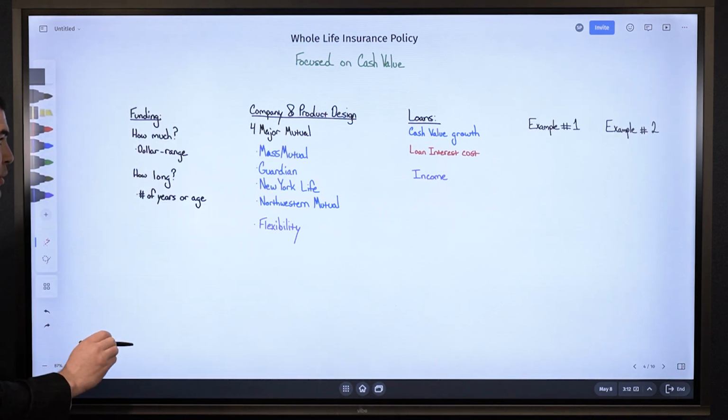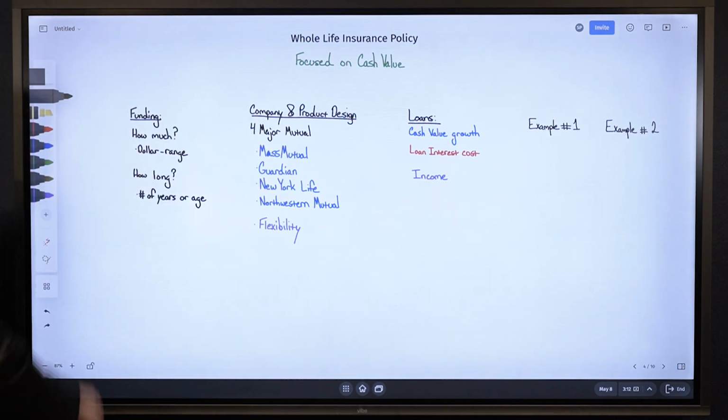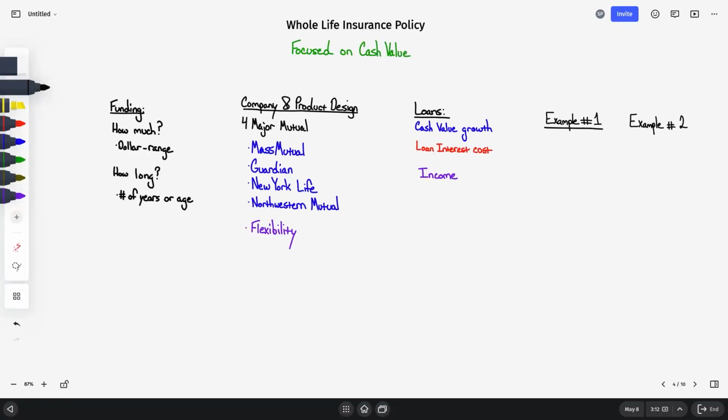So let's look at two examples here, and these will be based on actual individuals or case studies that are very common. Let's take an individual, early 30s. We'll say he's age 32. He's a little bit older than me, but I believe he started at age 32. He was interested in getting a total of $500,000 into the policy and then not paying anything else in.